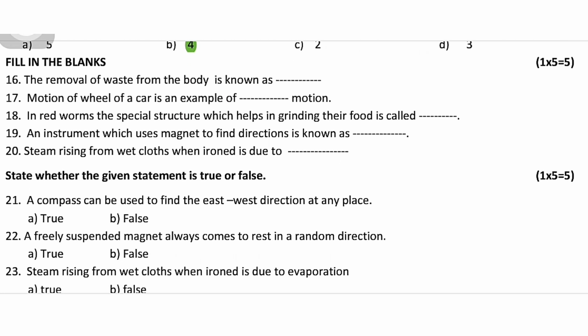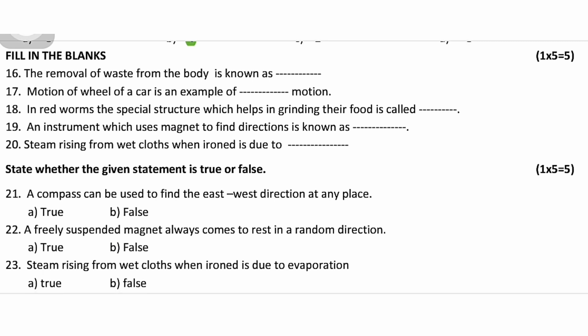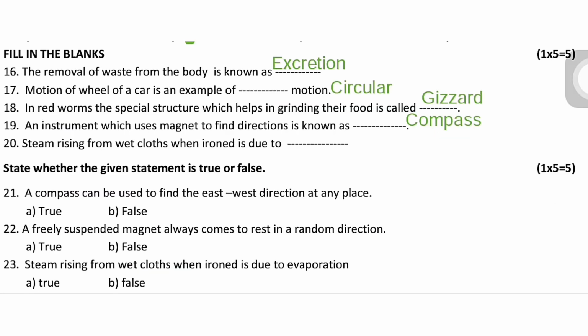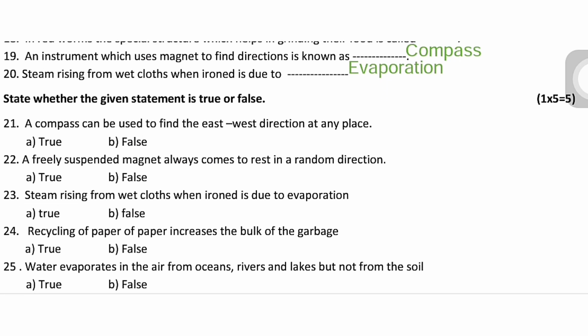Then fill in the blanks. The removal of waste from the body is known as excretion. Motion of the wheel of a car is an example of circular or rotational motion. In redworms, the special structure which helps in grinding the food is called the gizzard. An instrument which uses a magnet to find direction is a compass. Steam rising from the wet cloth is due to evaporation.